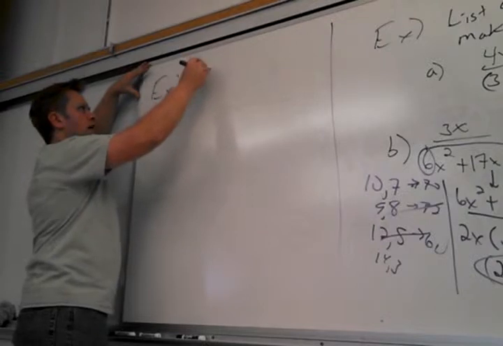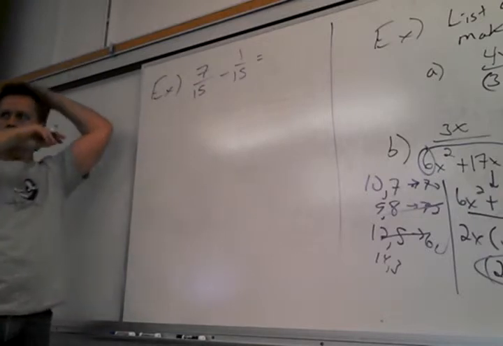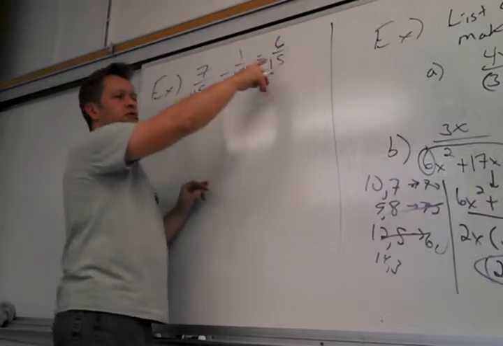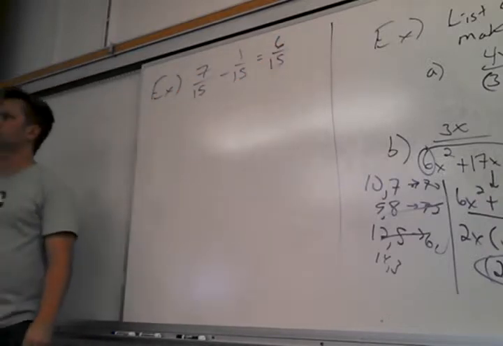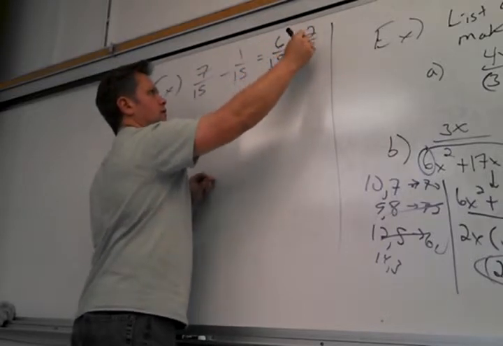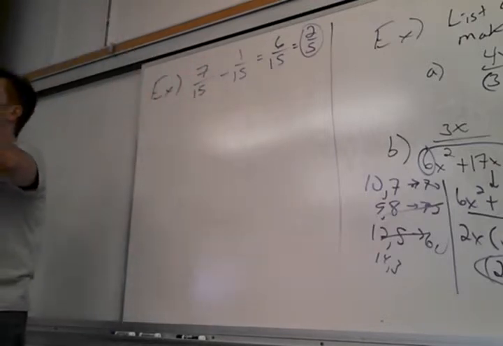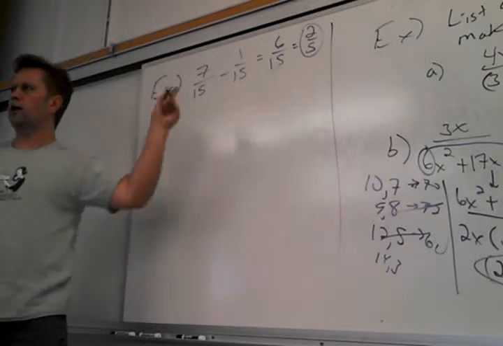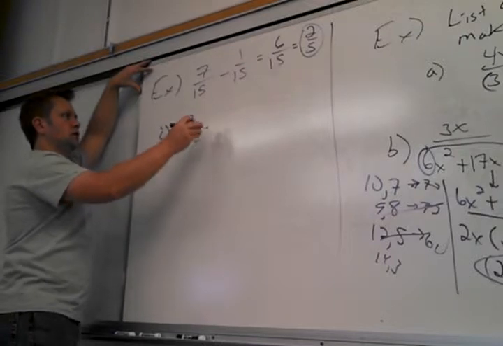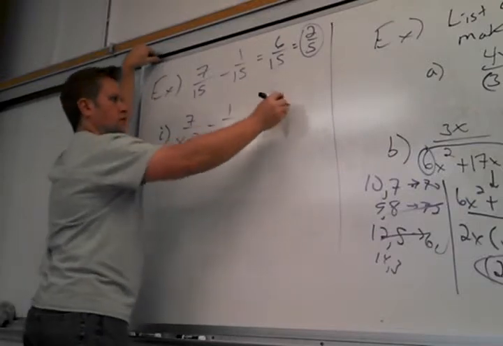For example, if I had 7/15 minus 1/15, why is that easy? Because I already have a common denominator. So what do you get there? 6 over 15. Are you done? No, you can divide by 3, so it becomes 2/5. Good. Everything that just happened will also happen when I have variables on the bottom, because variables are just numbers that I don't know, so they have to act the same way. So if I had 7 over x minus 2, minus 1 over x minus 2, that's 6 over x minus 2.